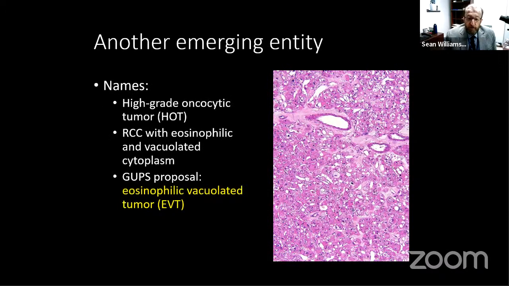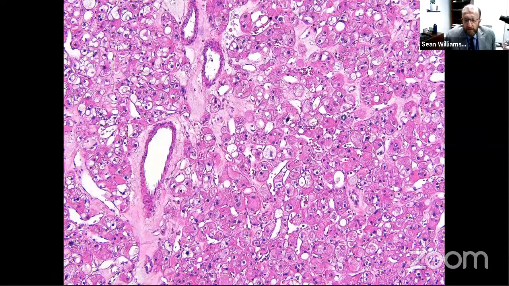Another emerging entity that continues on the same theme here in terms of oncocytic tumors and actually in terms of the similar genetics is an entity that's been described under two different terminologies: high-grade oncocytic tumor, or HOT, and renal cell carcinoma with eosinophilic and vacuolated cytoplasm. And so, as I mentioned earlier, the Genitourinary Pathology Society recently published a consensus paper on kidney tumors. And in that paper, it was proposed to bring together both of these names under a new name of eosinophilic vacuolated tumor that hybridizes both of the two names that have been proposed for this entity. So here's an example of the histology of one of these tumors.